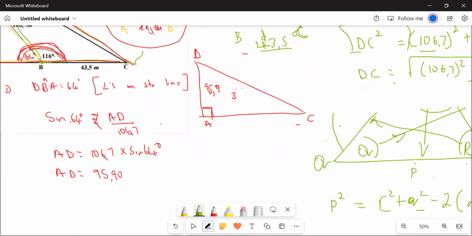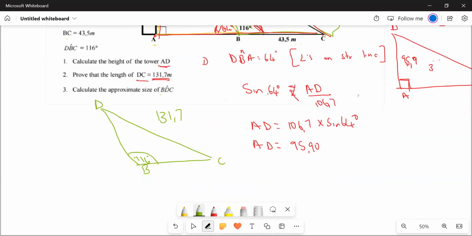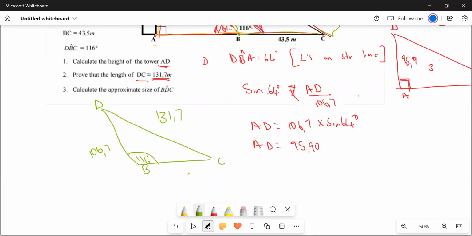We are going to update our triangle number 2. On triangle number 2, now we have something that looks like this. We know what DC is. DC is 131.7. And then this one here is D, this one here is B, and this one here is C. What is this angle here? 116. Okay, now what else do we know? They told us this one is 106.7. And then this one here is 43.5. And then what are we looking for? We're looking for this angle here.